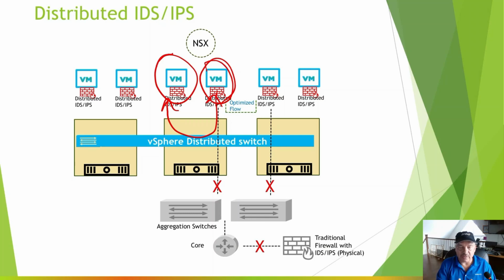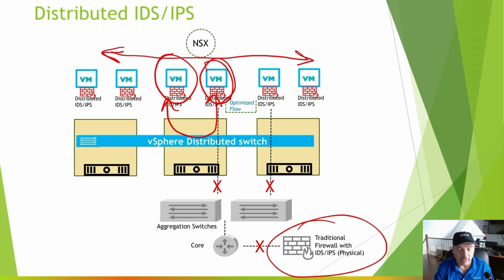So this is the advantage of the distributed IDS IPS. Not saying get rid of your traditional appliances, but this can make things more efficient. It's very efficient for east-west traffic, that lateral movement that the bad guys seem to like to do.